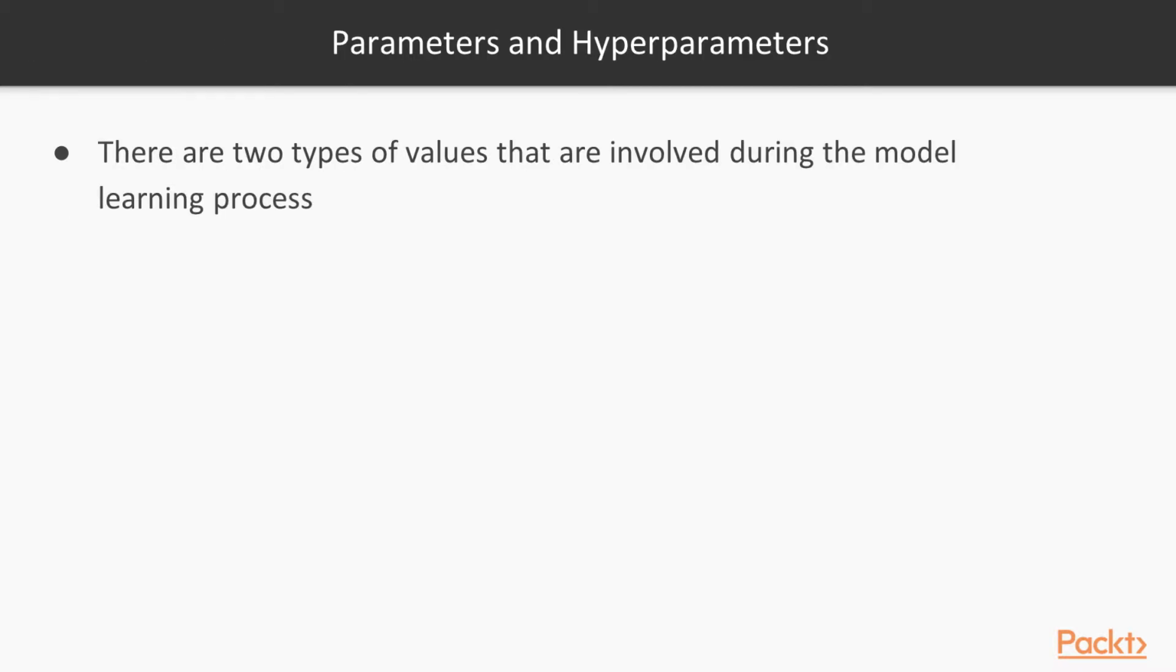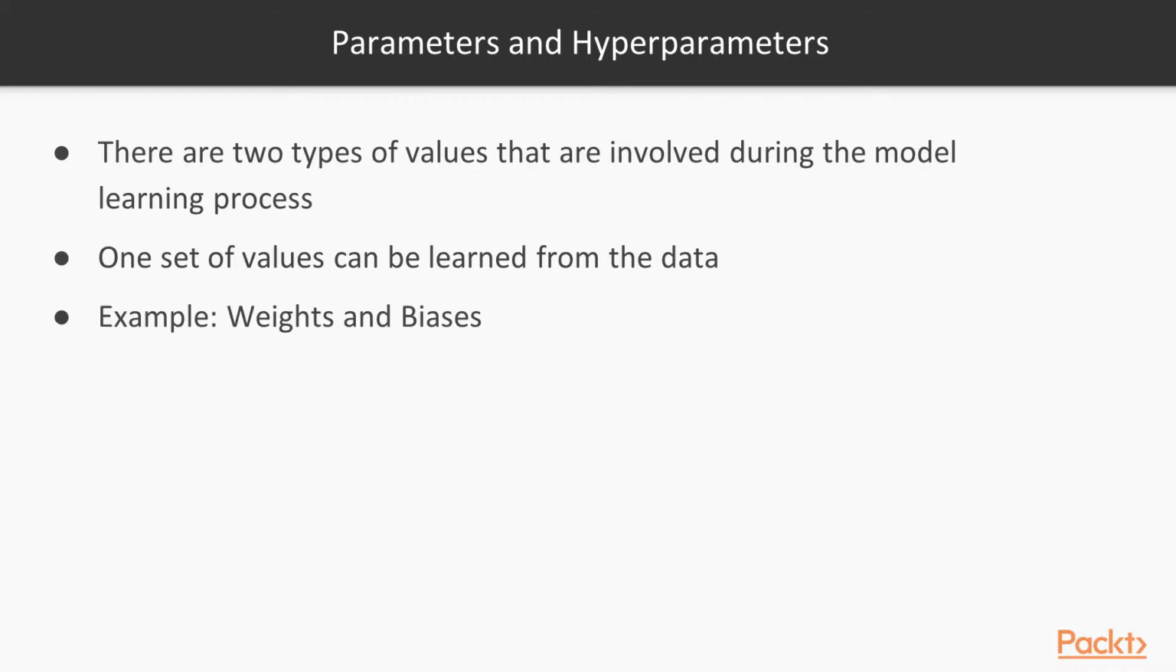Let's first talk about parameters and hyperparameters. There are two types of values that are involved during the model learning process. The first one is a set of values that can be learned from the data. Example, the weights and the biases.